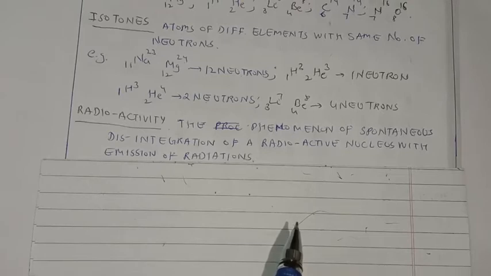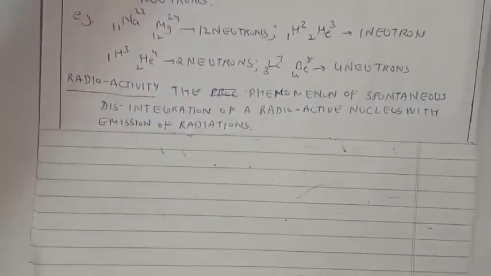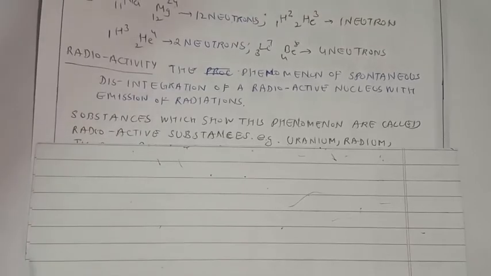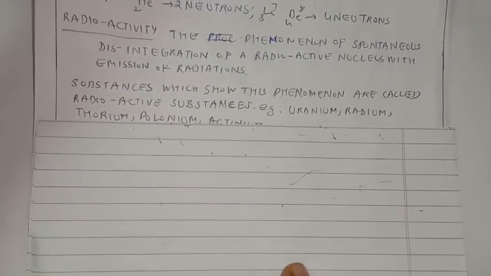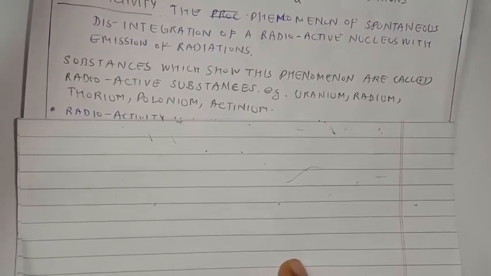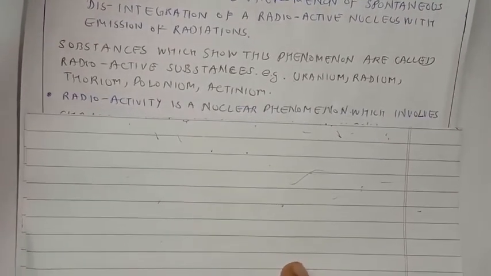So this phenomenon in which a radioactive nucleus of an atom disintegrates along with the emission of radiations, we call the phenomenon of radioactivity. Substances which show this phenomenon are called radioactive substances. For example, uranium, radium, thorium, polonium and actinium. There are some other examples also.